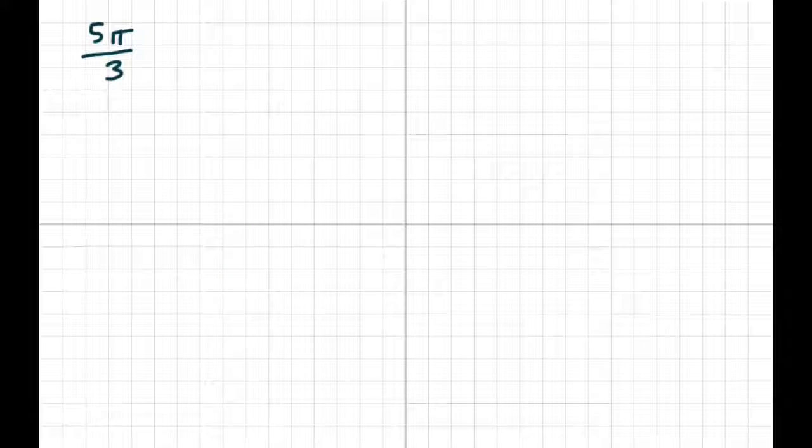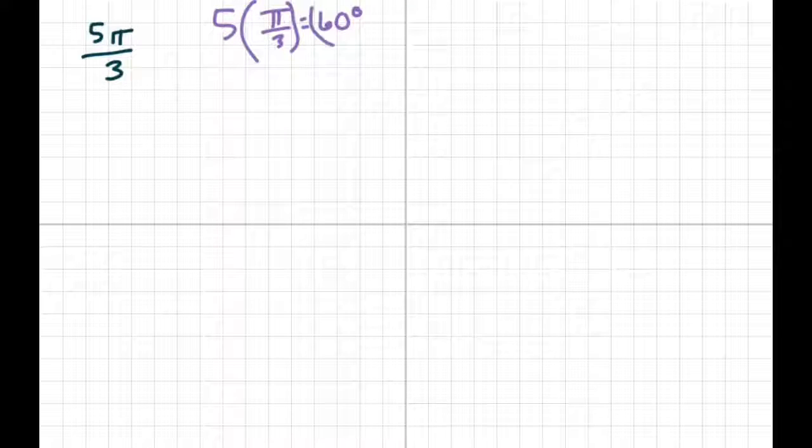We have 5 pi over 3. The thing you need to know about that is pi over 3 equals 60 degrees. That means we have 5 of them. We have 5 of these 60s. 5 times 60 is 300. And when you draw it, this would be 270, and for 300, we need 30 more right there.